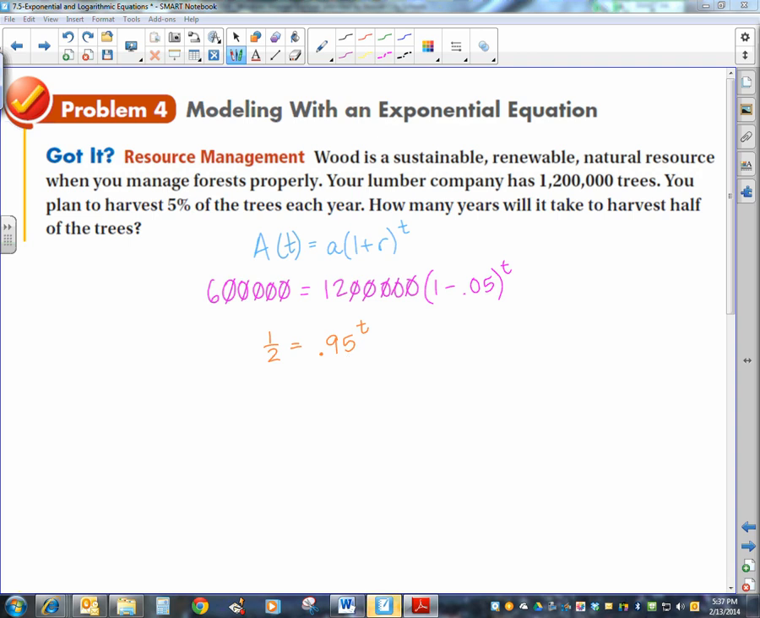So what we're going to do from here is take the log of both sides. And if you would prefer, we can put 0.5. Log 0.5 equals the log of 0.95 to the t. That makes our next step using our power rule. So we have the log of 0.5 equals t times the log of 0.95. And hopefully you realize that means we're going to divide both sides by the log of 0.95.